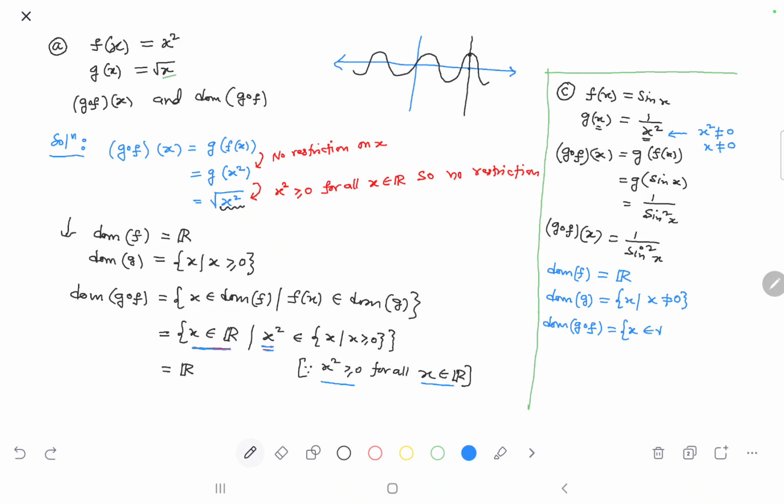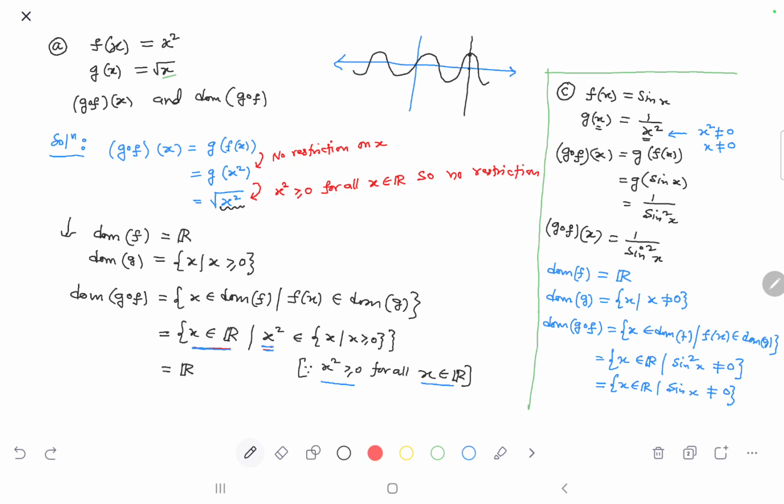We take those elements x from the domain of f such that f of x is inside the domain of g. So x belongs to the real numbers, where we take x such that sine square x is not equal to zero. This set we have to write down, and we can. We take those numbers for which sine x is not equal to zero. More clearly, x belongs to R such that sine x is not equal to zero.